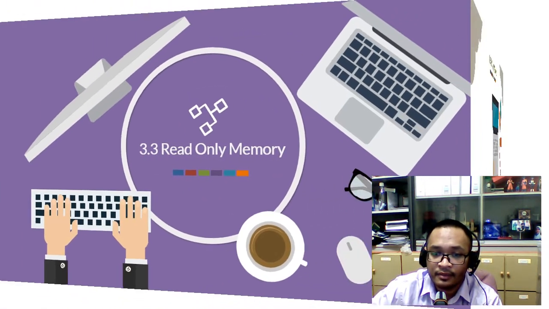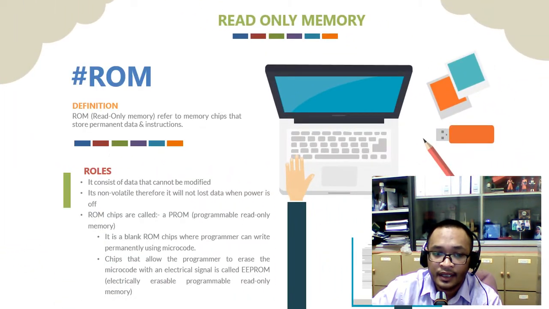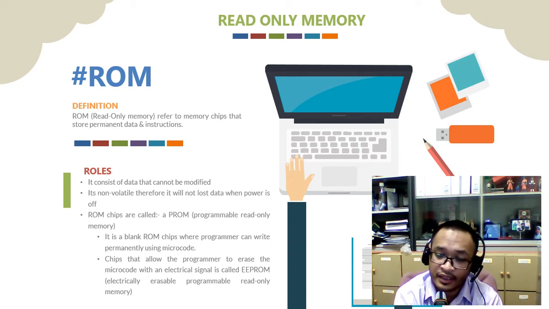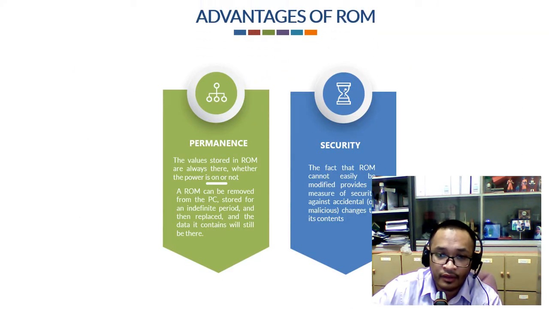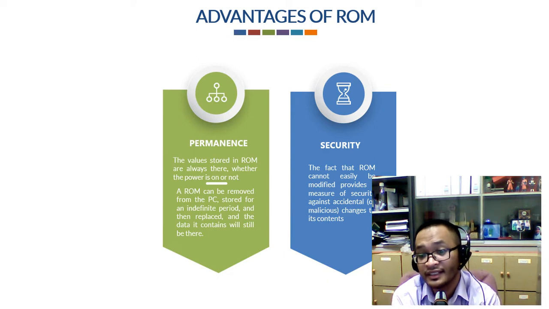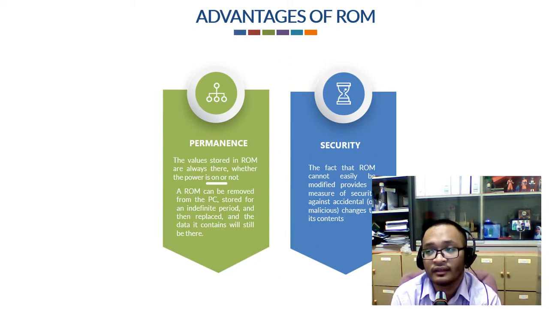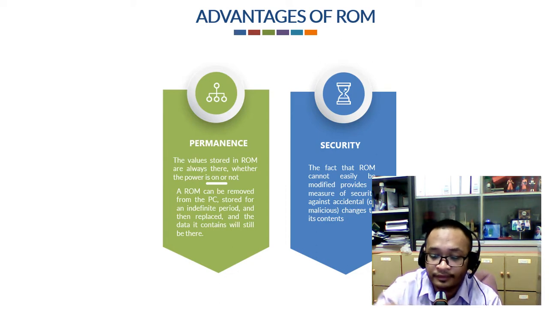For the read-only memory, usually the content cannot be changed. However, nowadays we have many categories of ROM. We have four types of ROM. Before that, the advantages of ROM are permanence and security. Permanent means that we cannot change the content of the ROM. Security means that because we cannot change the content of the ROM, the possibility of virus attack or any kind of alteration of the programming code can be avoided.